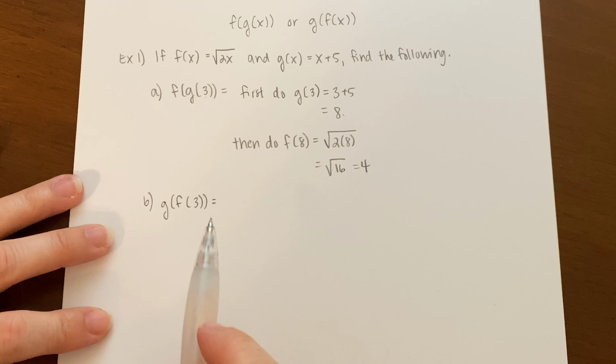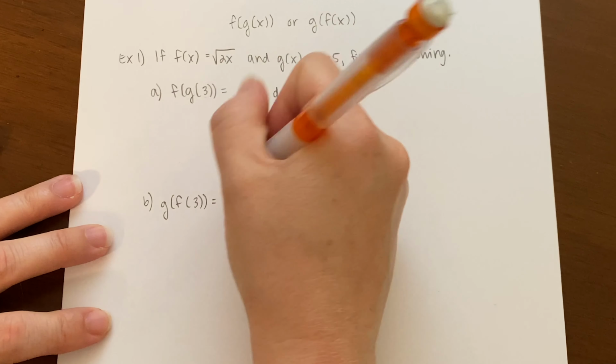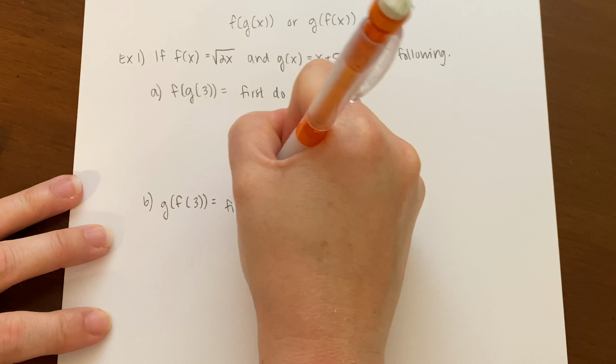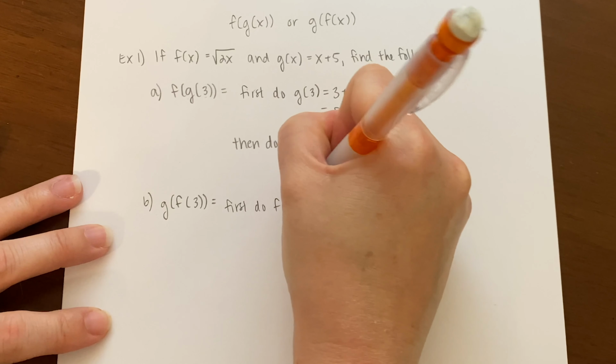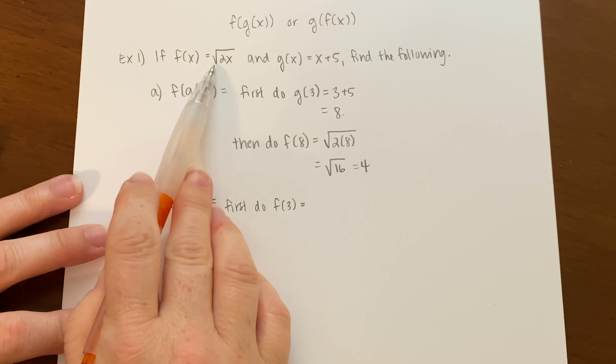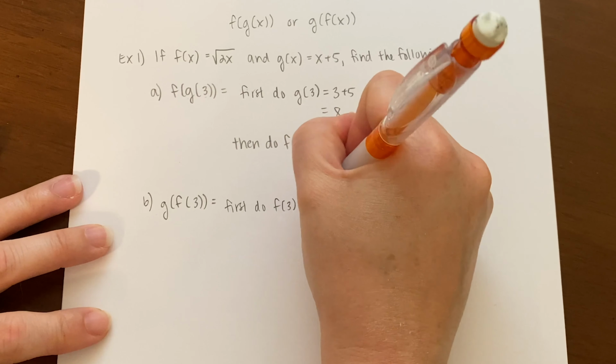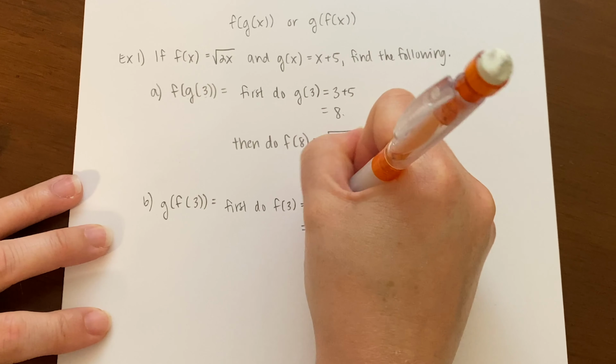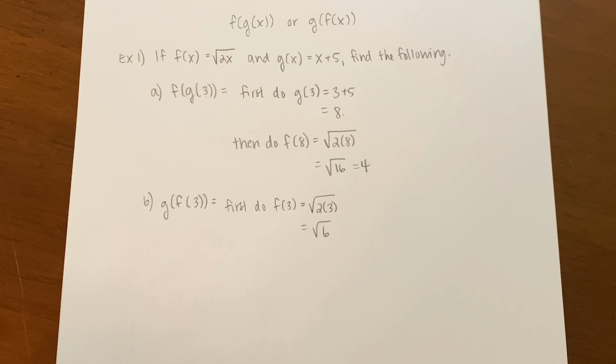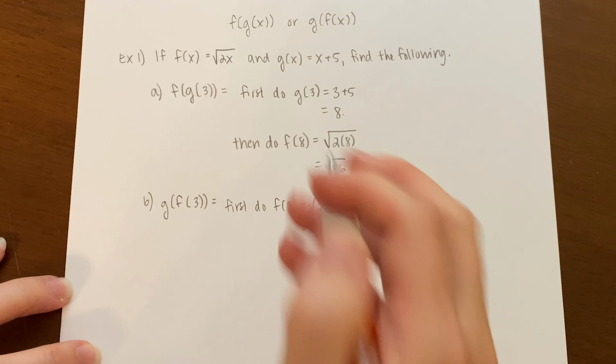Let's see what happens. So first we're going to do f of 3. So if we go to the f function, it's the square root of 2x. So we're going to have the square root of 2 times 3, which is just the square root of 6. That doesn't simplify, so we're going to leave that. Now we're going to take that and plug it into the g function.